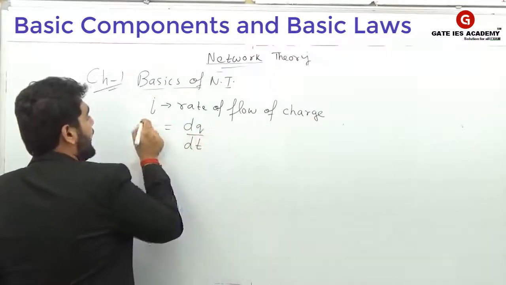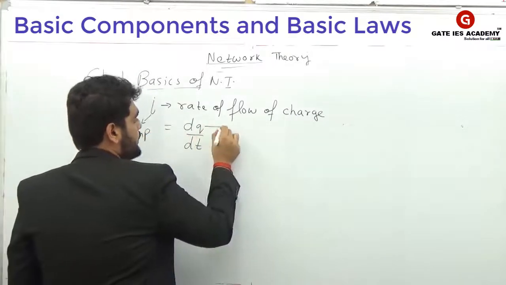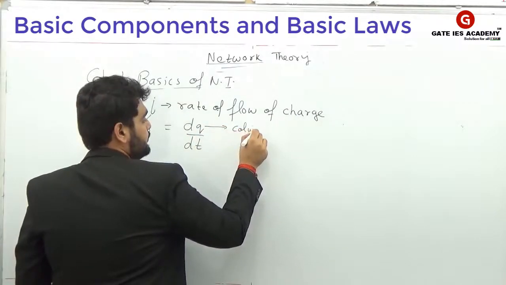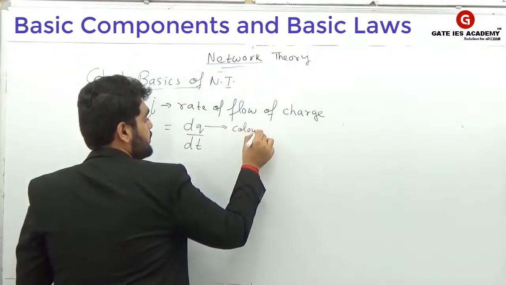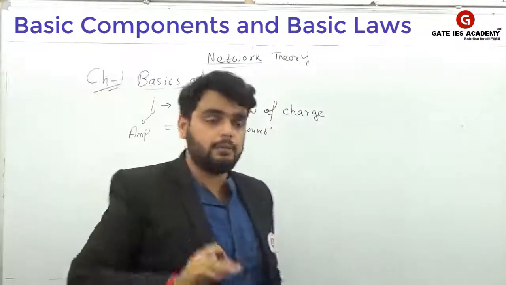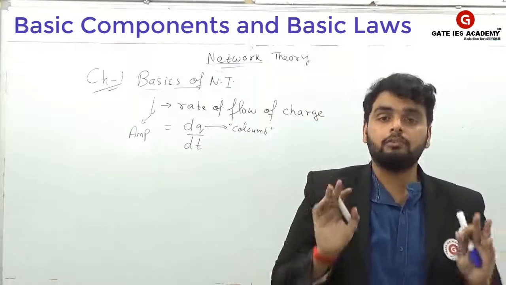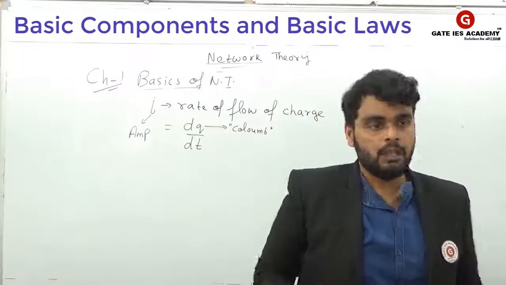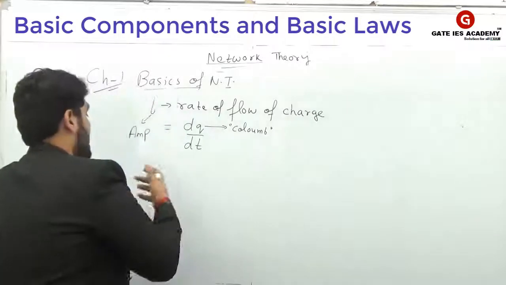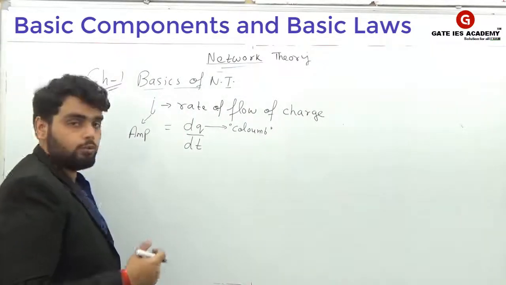And what is the unit of I? The unit of I is ampere, unit of q is coulomb. Remember the units, because sometimes in the exam they will give you units and confuse you. So remember the units carefully. Our current is the rate of flow of charge, which is dq by dt.